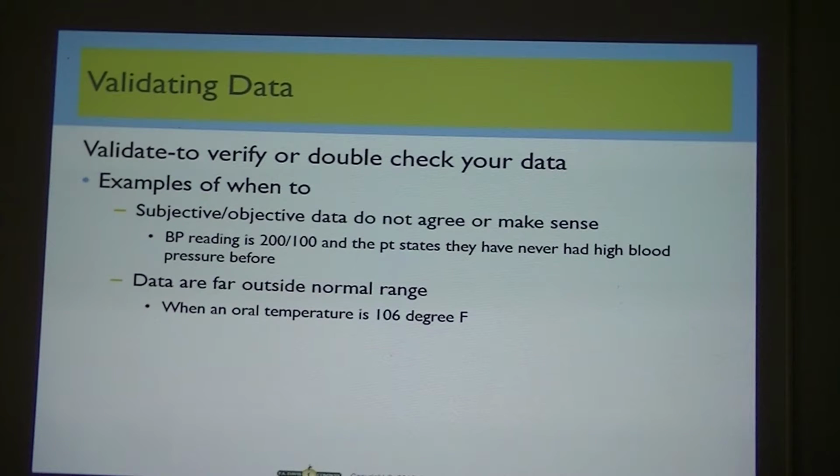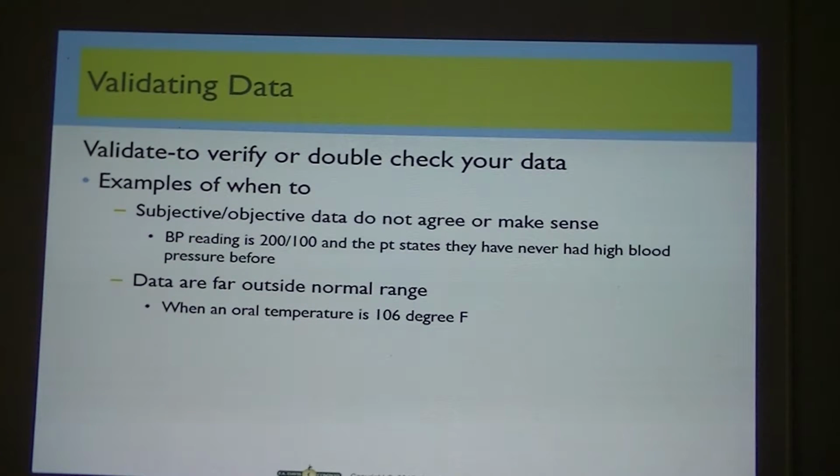Remember your objective and subjective data, you need to make sure they agree. So an example here is you have a blood pressure reading of 200/100, and the patient says that they have never had high blood pressure before. So what should you do? First, recheck that blood pressure, make sure it's accurate, and then go back into the chart and see if there's been any history. If there's not, that's a new finding and it definitely needs to be reported to the physician.